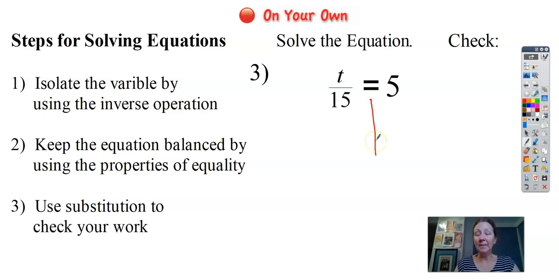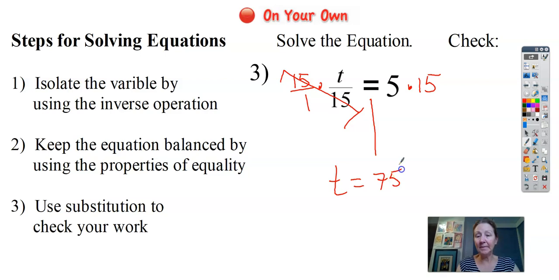Put the balance scale, look at the side with the variable. The opposite of dividing by 15 is multiplying by 15. I put 15 over 1 on this side. I just put a whole number 15 over here. 15s cancel out. That's what we wanted to happen, right? We wanted to get t by itself. 15 times 5 is 75.